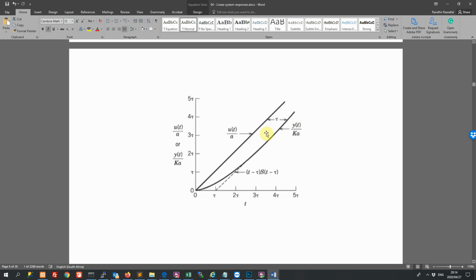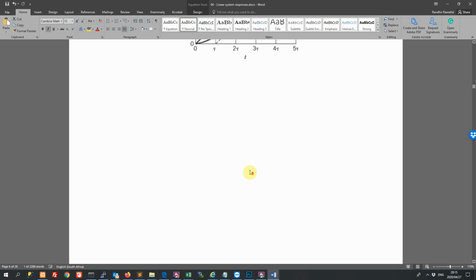And so we get the output lagging the input by tau, right? So it takes about tau before the system starts showing the same rate of increase as the input, but that is what happens after about 2.5 time units or time constants have passed. So that's the response to a ramp input.